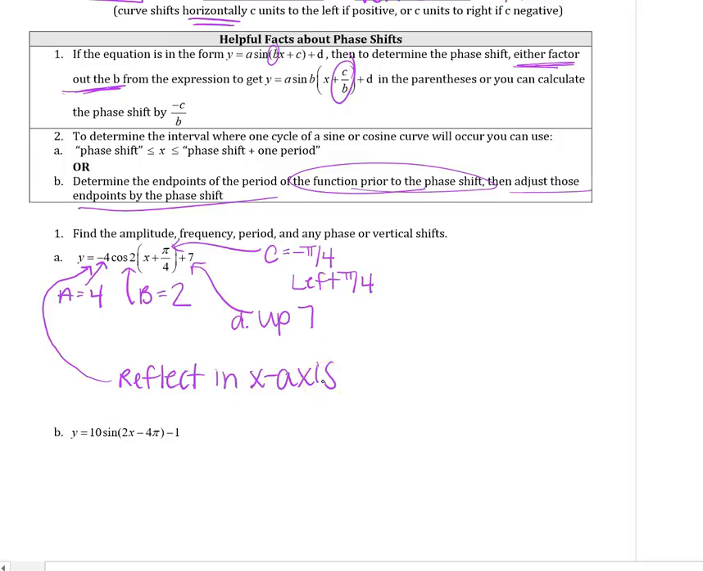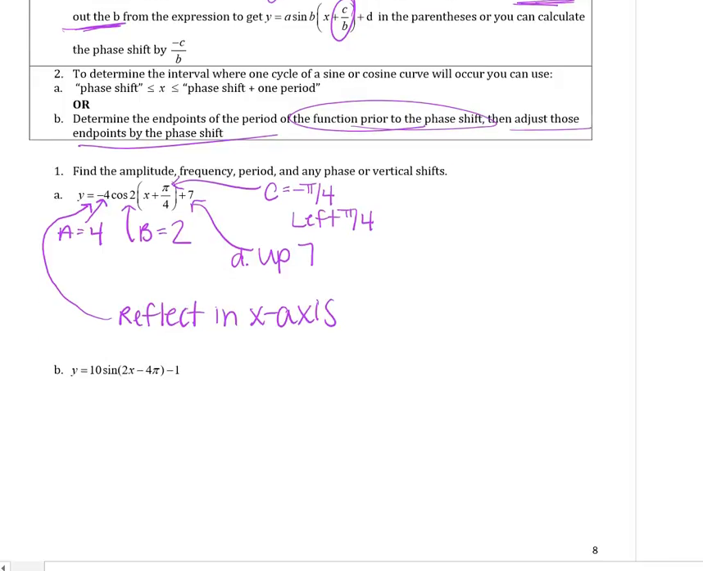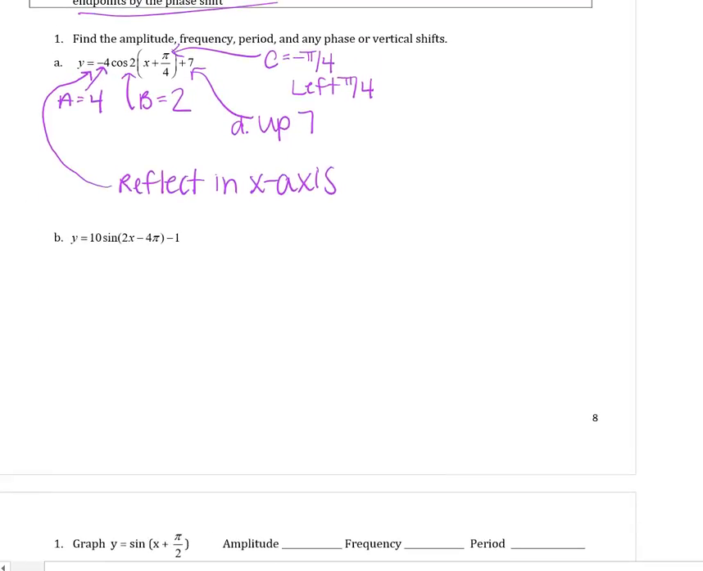Okay, so those are all the transformations that took place on cosine. Okay, if you look at the next one though, notice how there's a 2 inside the parentheses. That means I should factor that out first before I talk about any of the transformations, otherwise I'll get them wrong.